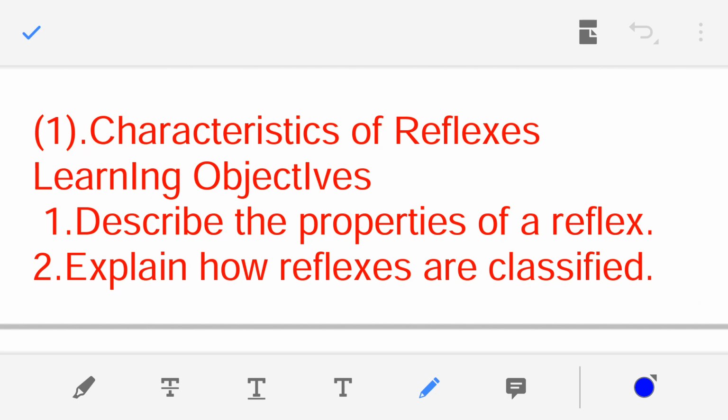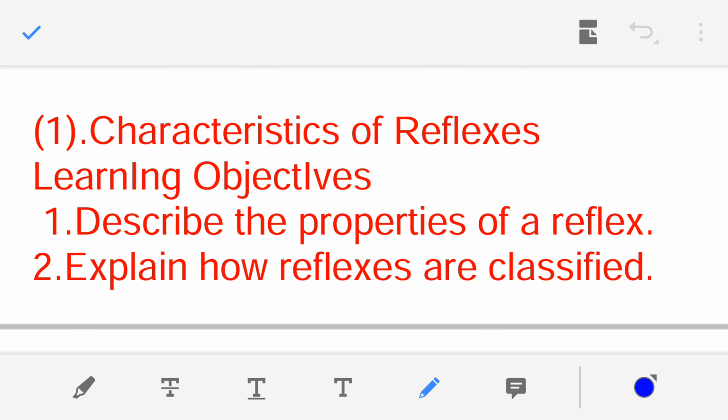I welcome you to the presentation lecture on reflex action. Before I start this lecture, I would like to tell you that I have divided this lecture into two parts. In the first part, we are discussing the characteristics of reflexes. What are the reflexes that we are going to learn? And in the second part, we are going to discuss the components of the reflex arc.